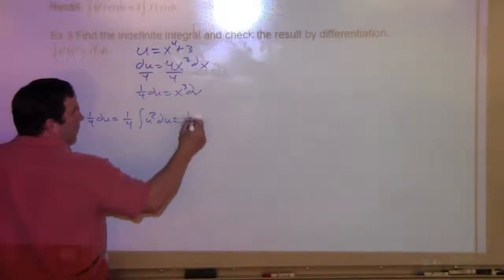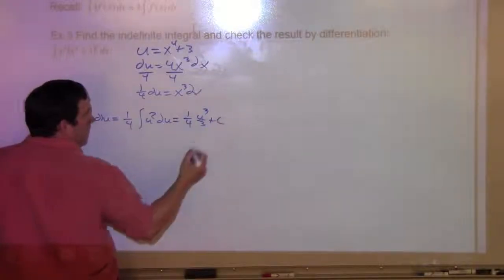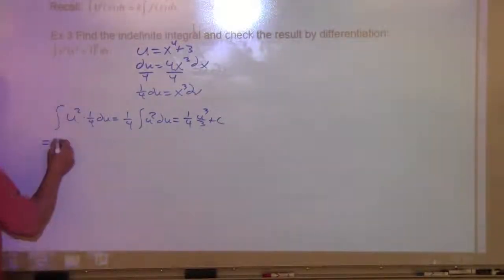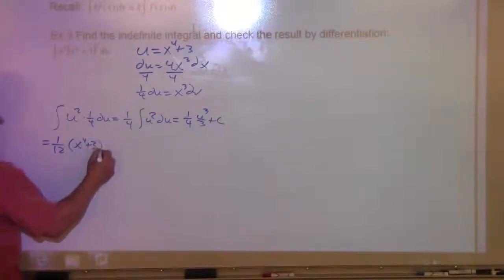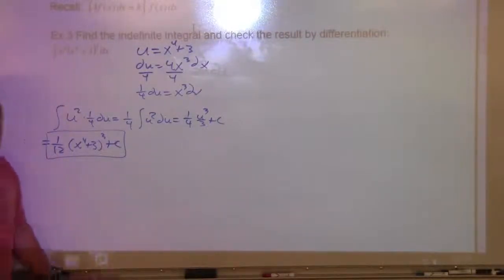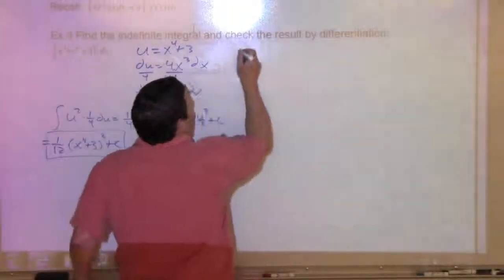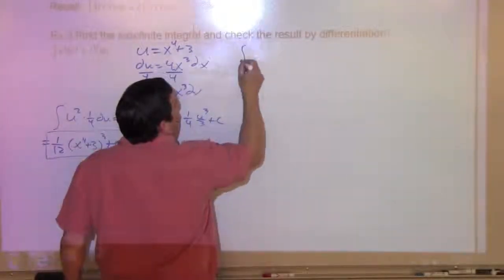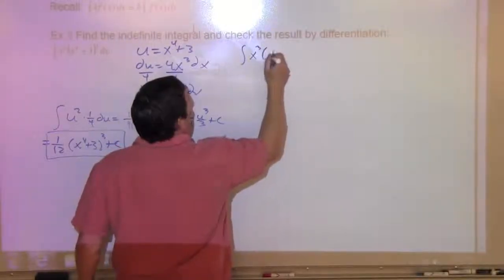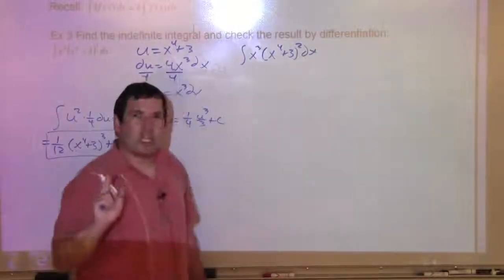1/4 of u cubed over 3 plus some constant c. So we have 1/12 of (x to the 4th plus 3) cubed plus c. Now we'll check this by differentiation in just a second, but I want to introduce one other way of considering this problem. What if we had instead the integral of x cubed times (x to the 4th plus 3) squared dx? I said instead, nothing's changed yet.